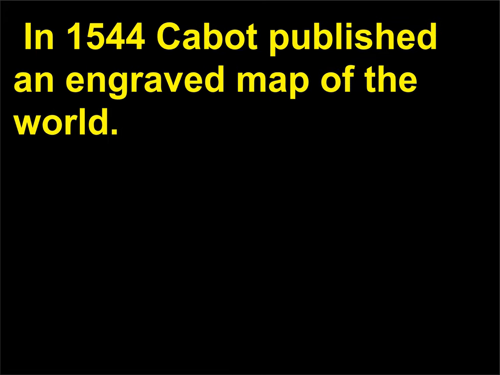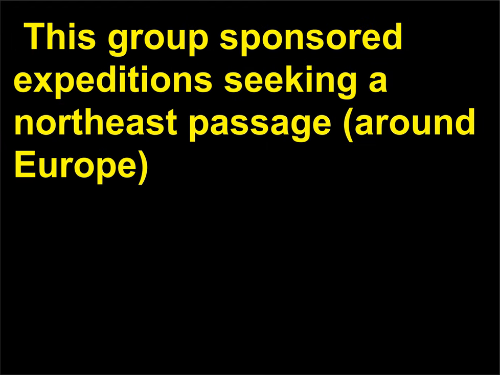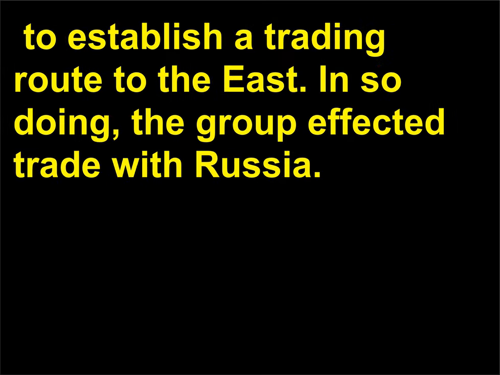In 1544 Cabot published an engraved map of the world. And 7 years later, under a pension from King Edward VI, 1537 to 1553, he founded the Merchant Adventurers of London. This group sponsored expeditions seeking a northeast passage, around Europe, to establish a trading route to the east. In so doing, the group effected trade with Russia.